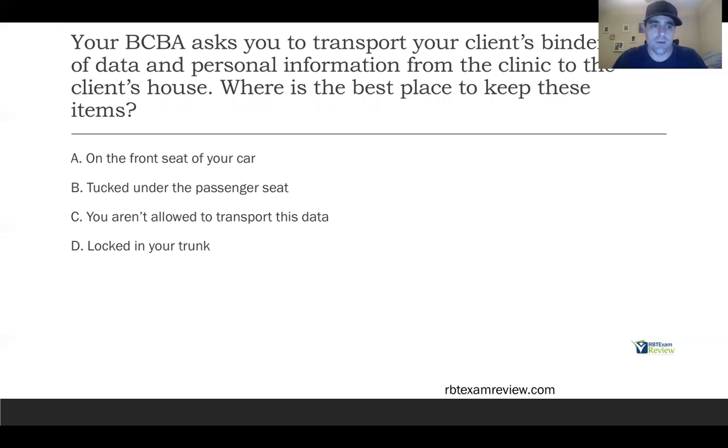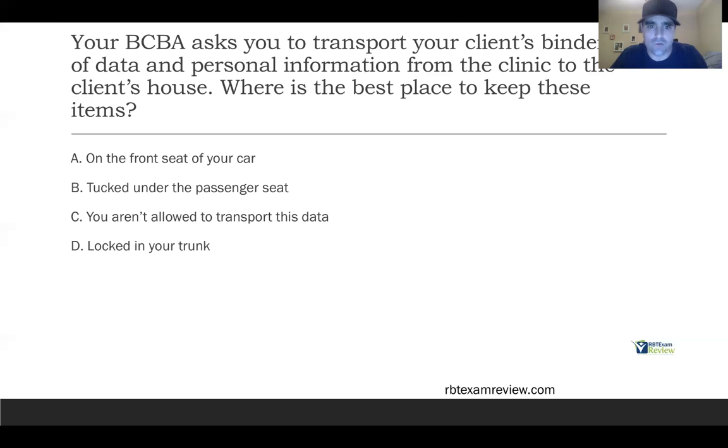So A is out. B, tucked under the passenger seat. Same thing: your car gets broken into, somebody riding with you starts leafing through it. Are you protecting the privacy of your client? No. If you're transporting anything for the client, you need to respect their privacy. You're not supposed to discuss clients in public where other people can listen. You have to respect the privacy of a client because not all clients want their business out there. So HIPAA and just ethically, you need to respect their privacy.